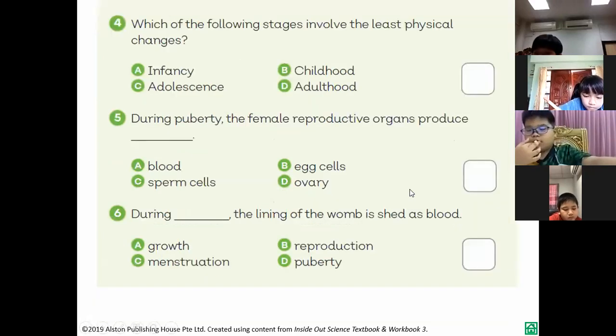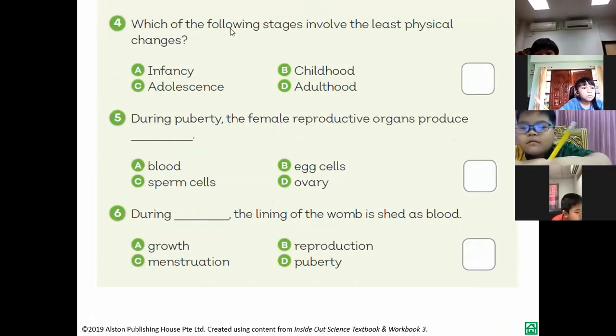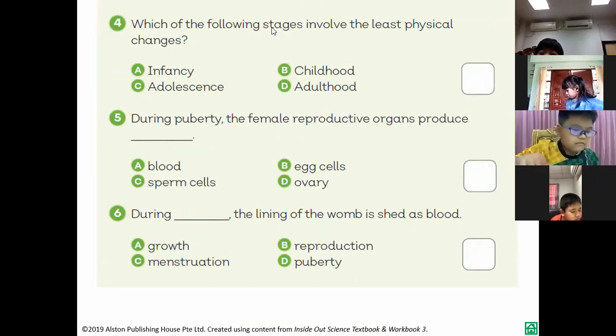Okay, now number 4. Number 4, Tonam. Read further. Following stages involve the least physical changes. Okay, I'm gonna read one more time.